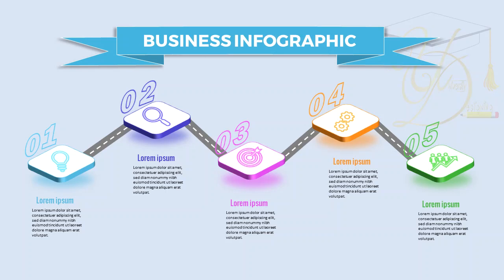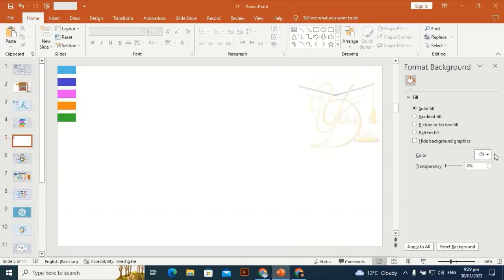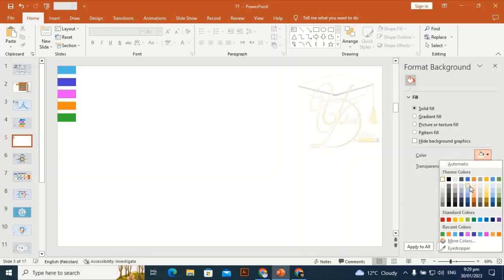In this lesson, you can learn how to design this beautiful 3D infographic in PowerPoint. The keys that I am using during the design, you can see at the below bar. Follow these keys and watch the video till the end. Go to Format Background. I am going to give it a different color.